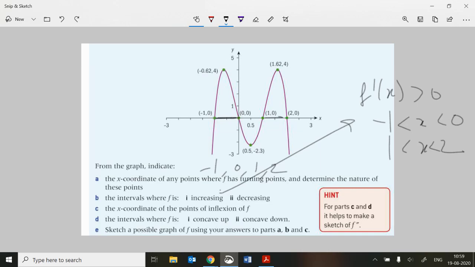Where's it decreasing? Well, in the other areas. So here and between here and here. So you can write down those inequalities as well. Okay, the x-coordinate of the points of inflection of f.